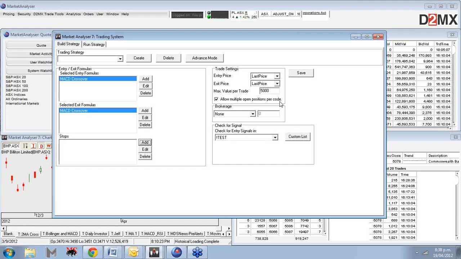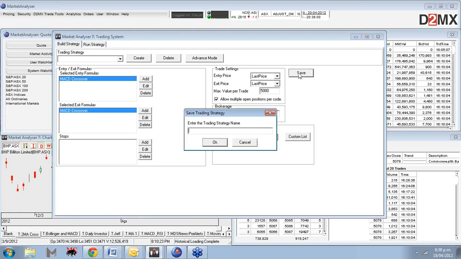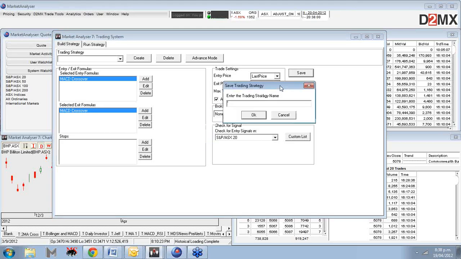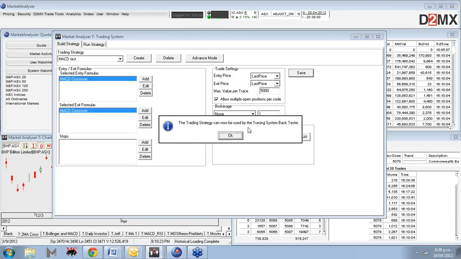Choose the list that you're going to scan. Here you can access all of your custom watch lists as well as the preloaded watch lists that are part of the Market Analyser 7 platform. We'll use the ASX 20 and click on Save. Because this is a new strategy, we'll have to give it a name, MACD test, and tell it OK. The strategy now can be used by the back tester, so we're now ready to try it out and see whether it works. Tell it OK and click on Run Strategy.